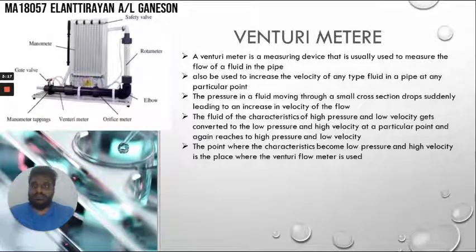The point where the characteristic becomes low pressure and high velocity is the place where the Venturi flow meter is used. In the figure there, we can see the Venturi meter, the safety valve, manometer, rotameter, elbow, orifice meter, Venturi meter, manometer tappings, and gate valve, which were all connected to create a Venturi meter.